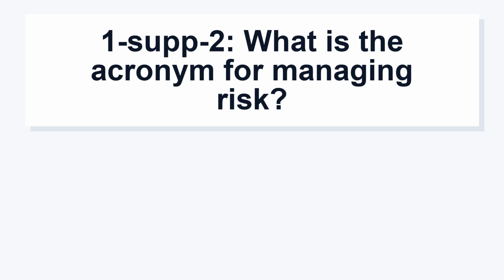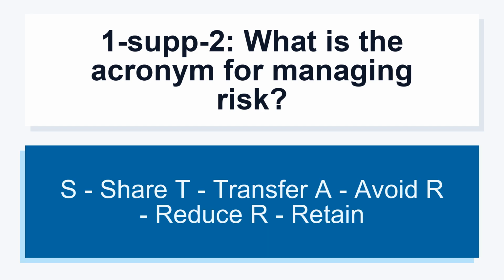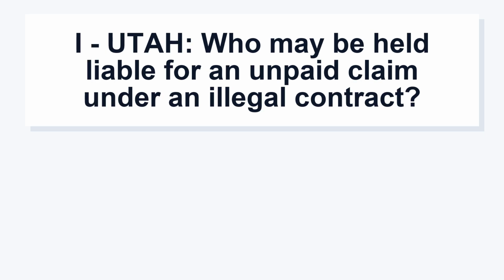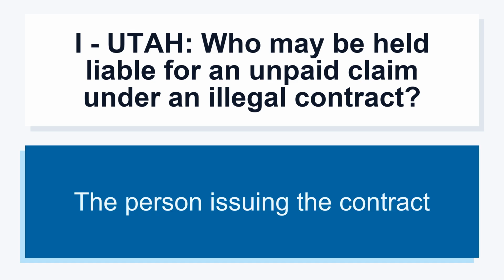1 Sup 2, what is the acronym for managing risk? S, Share. T, transfer. A, avoid. R, reduce. R, retain. Utah, who may be held liable for an unpaid claim under an illegal contract? The person issuing the contract.